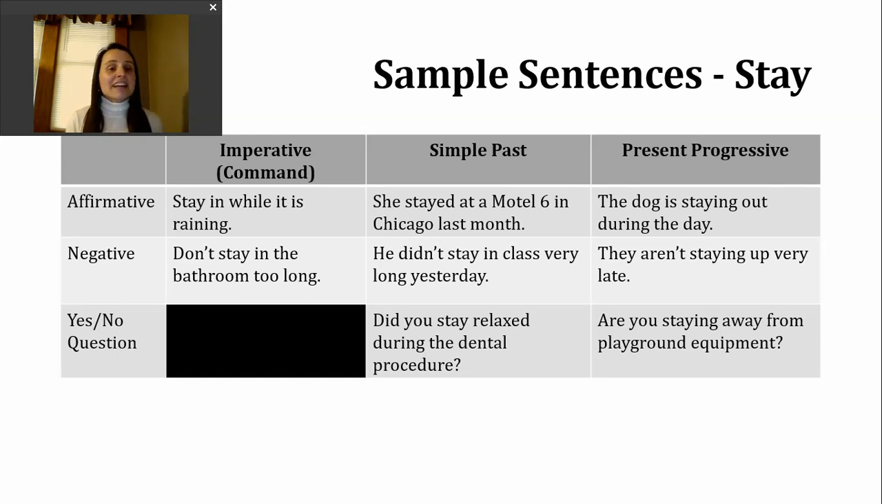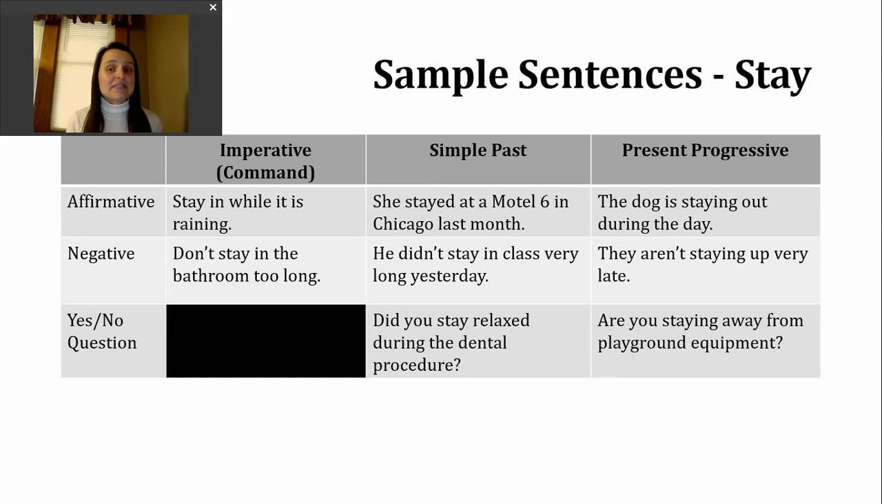Finally, let's look at the present progressive. Here we're talking about actions that are in progress, that have not been completed yet. In the affirmative, we're going to have a subject, then our be verb, which will change based on the subject, so am, is, or are, and then we'll use the verb with ing. Here's an example of that. The dog is staying out during the day.